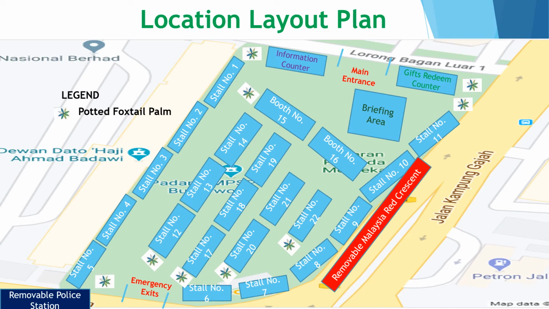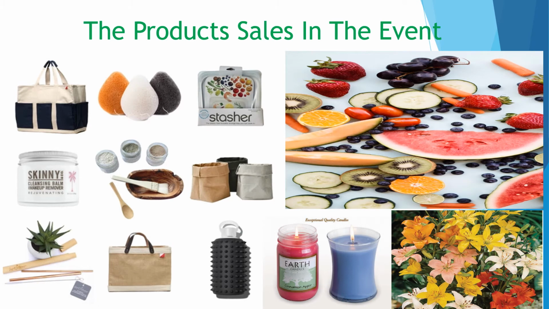So that's all. Products that we are going to have on sale today in our event, we have so many things. We have fruits, we have flowers, plants, we have jams, many things that have been produced from organic material, from organic products.